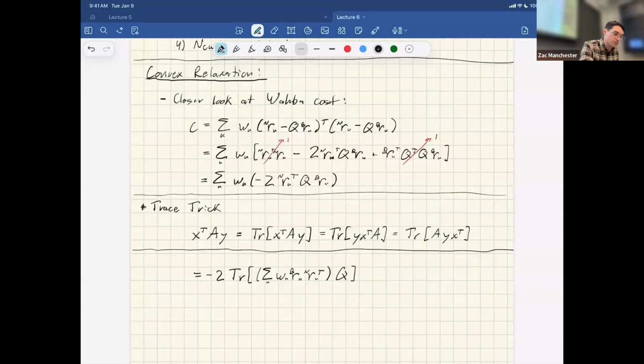Okay. The reason we did this is that this thing in parentheses with the sum on it is a useful thing that shows up a lot. So it has a name. This we're going to call B, and it's called the attitude profile matrix.